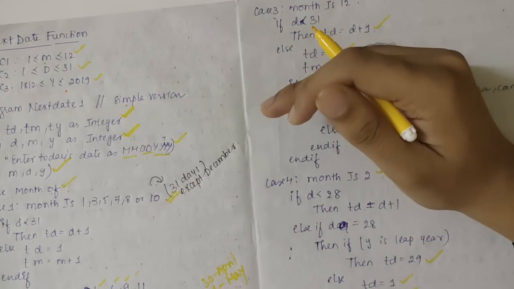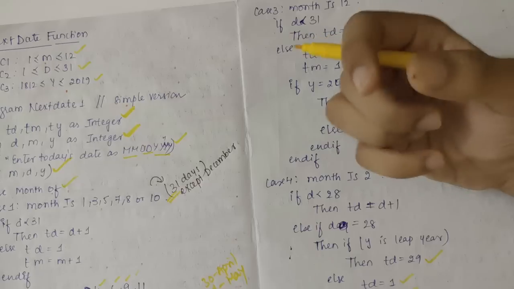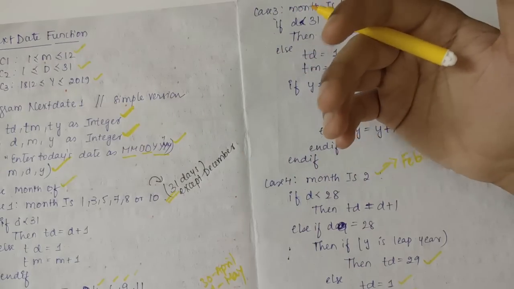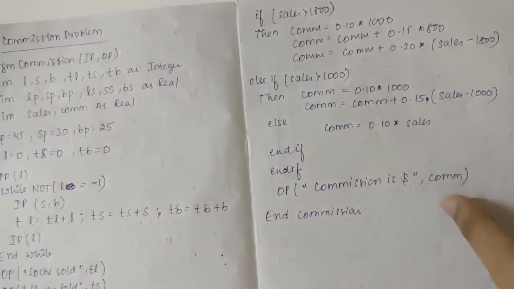Inside cases you can alter it. It may not be today's or tomorrow's date. You can take any other variable or perform minute changes also. Next, moving on further, we have the commission problem.